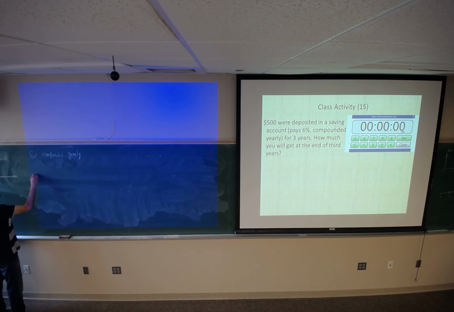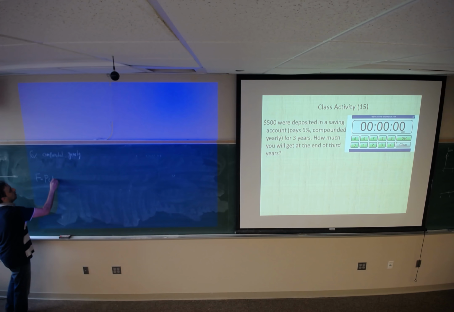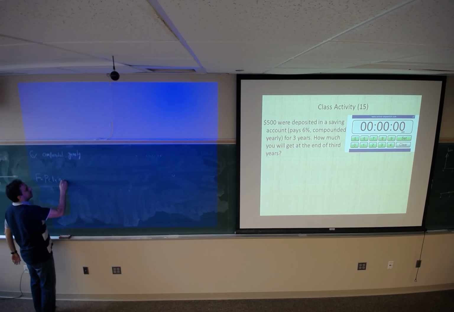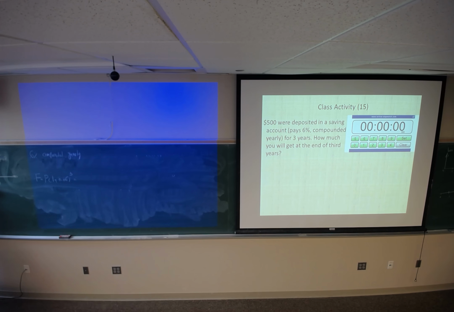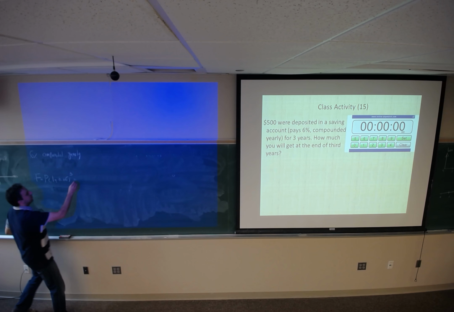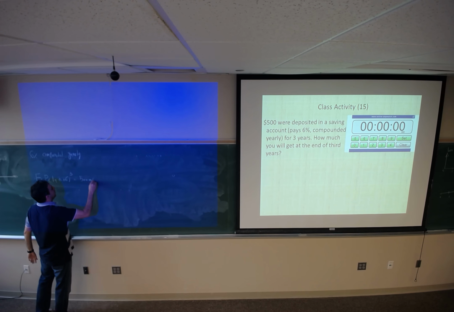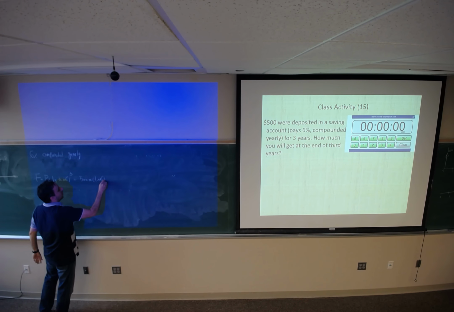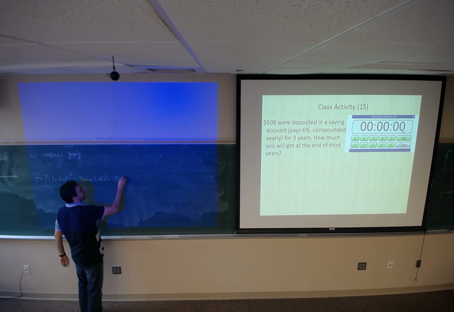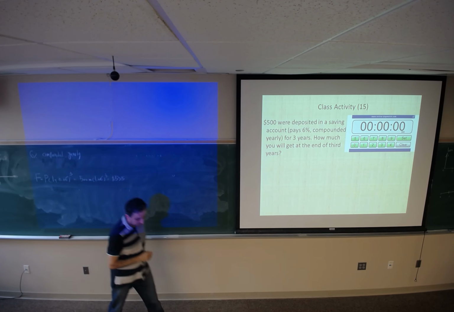So future value would be P times (1 plus 6%) to the power 3, because we kept the money in the account for 3 years, 1, 2, 3. We can find 500 times 1.06 to the power 3. It's going to be $595.